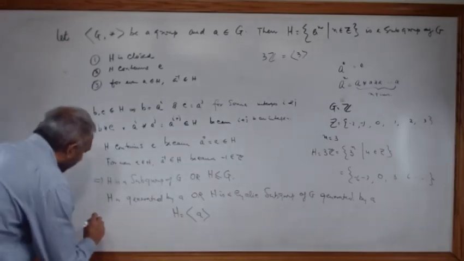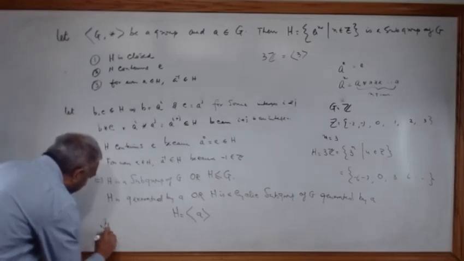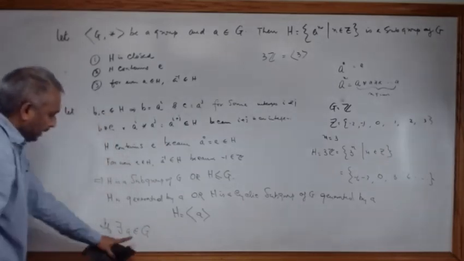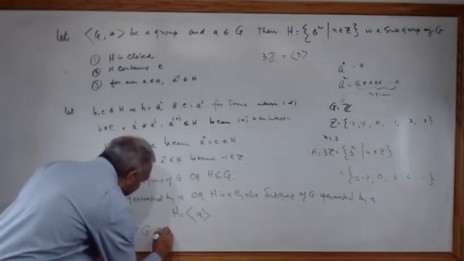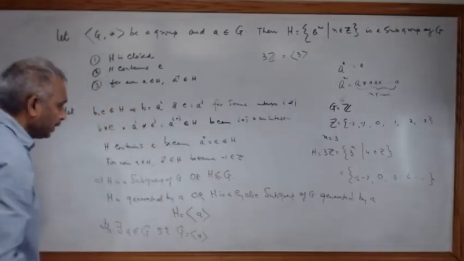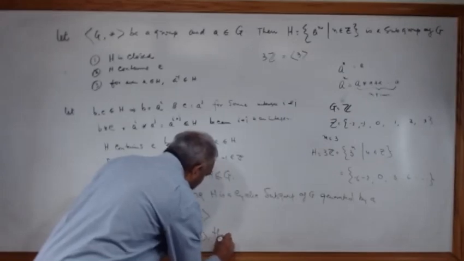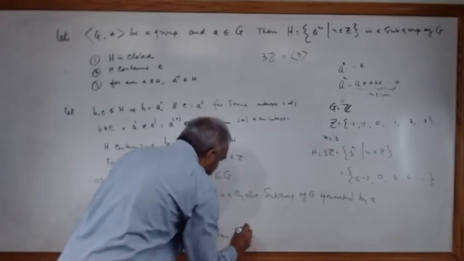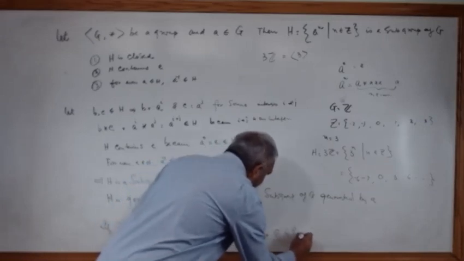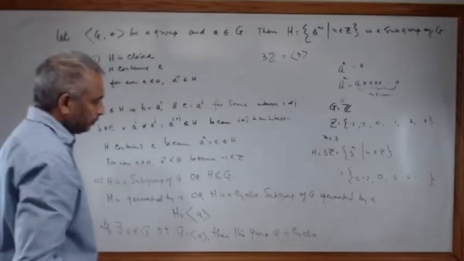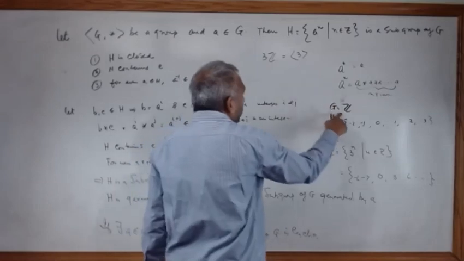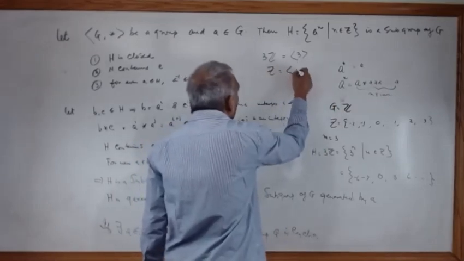Now, if there existed a belongs to G, the whole G, such that G is equal to angle brackets a, is generated by a, then the group G is cyclic. For example, Z is a cyclic group because Z is equal to angle brackets 1.